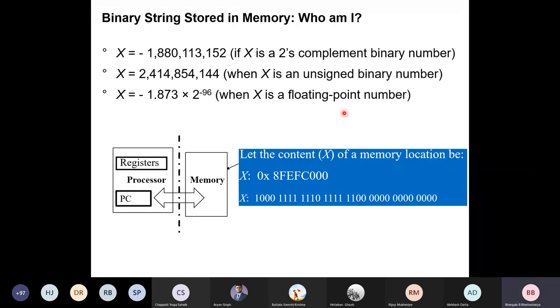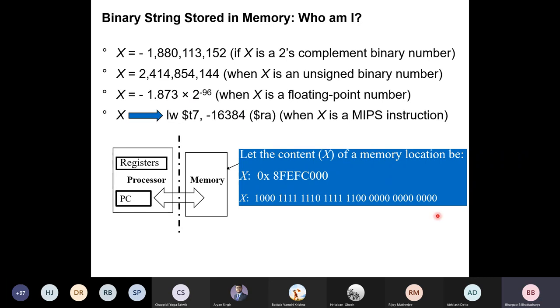It could be a floating point number also, a fractional number. Then the value of X is this, 1.8 times 2 to the power minus 96. This could be an instruction also. And in MIPS language, this bit string represents this instruction: load word $t7. That means this is a register, and this is an offset value, minus 16,384, and this is another register. So you see, there is an identity crisis.